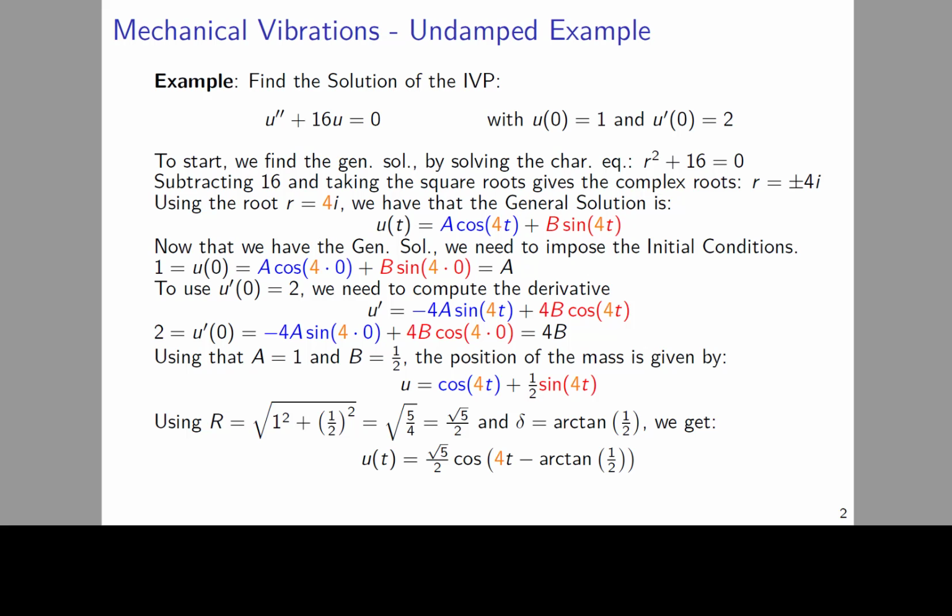So we get that u of t is the square root of 5 over 2 times cosine of 4t minus arctan of 1/2, and in this form, we can see that the amplitude is r equals the square root of 5 over 2, as we wished to find in the beginning.